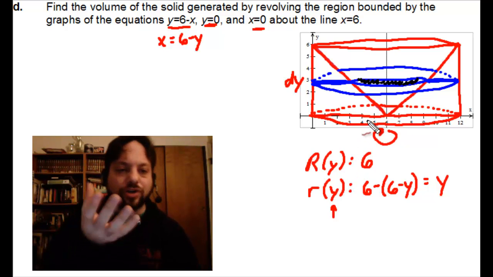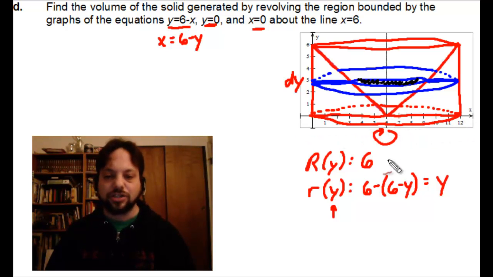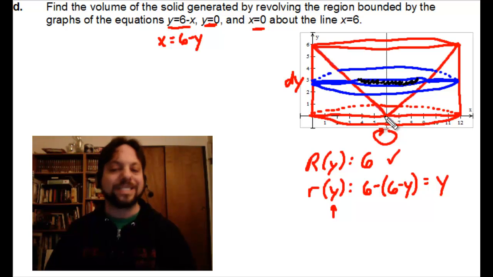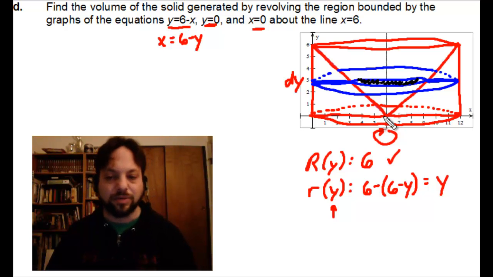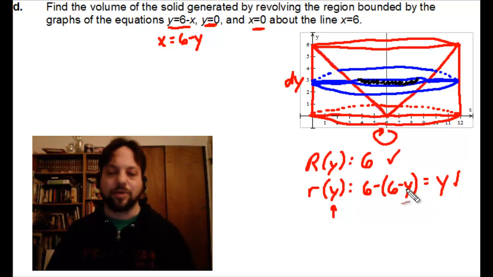If we pick a washer at the very bottom of this figure, what is its outer radius? Well, its outer radius is 6, so no problem there. What would its inner radius be when y is 0? Well, its inner radius wouldn't really exist. That would be 0 as well. So y is 0. That works out.